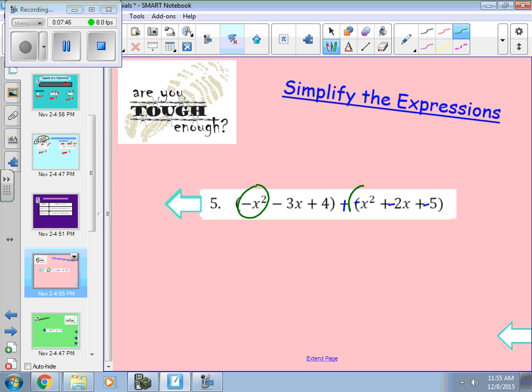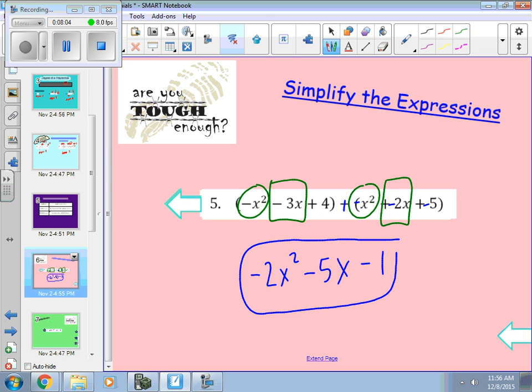Negative 1x squared plus another negative 1x squared is going to be negative 2x squared. Negative 3x plus negative 2x is going to be negative 5x. And then 4 plus negative 5 is going to be negative 1. So on subtraction ones, make sure you subtract everything in the second term.